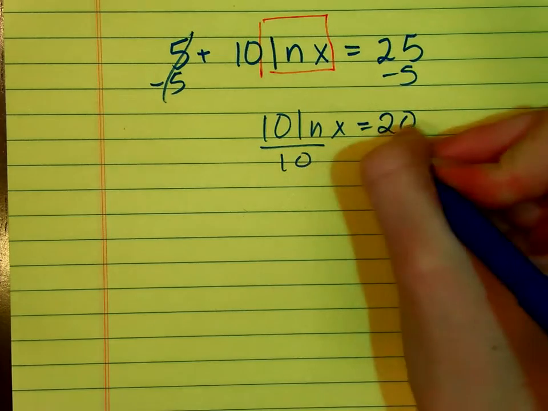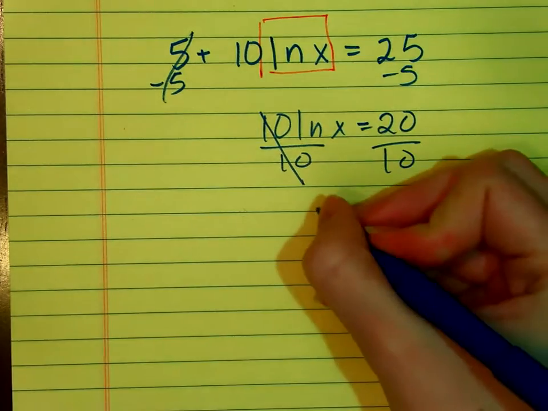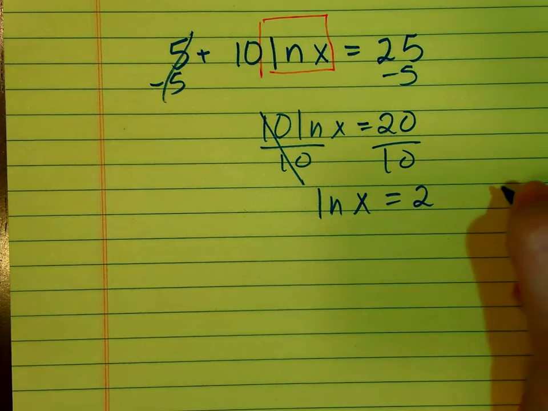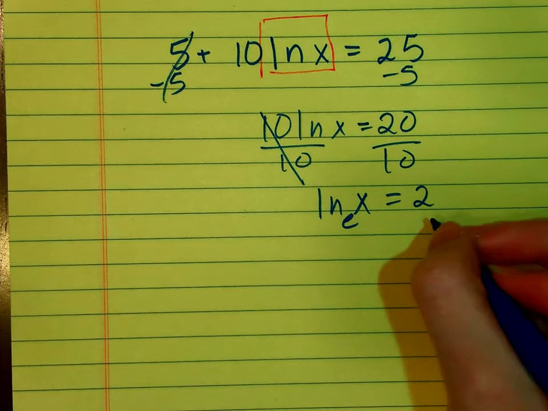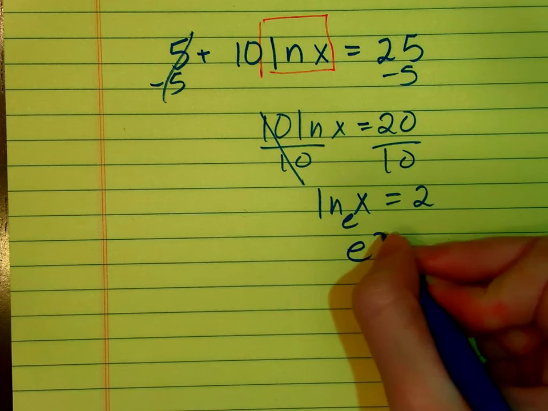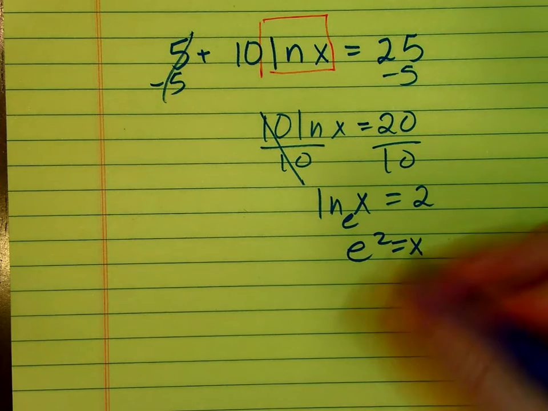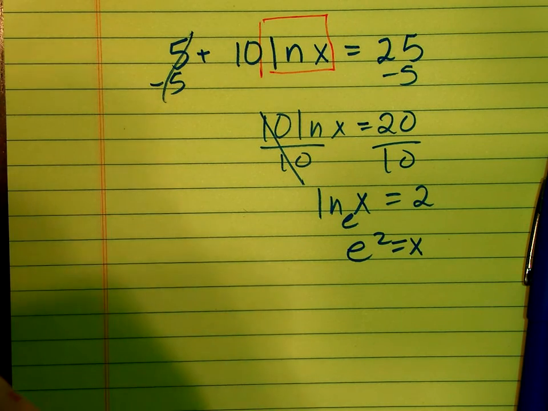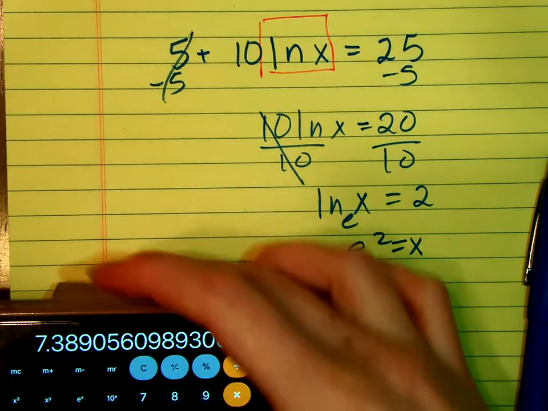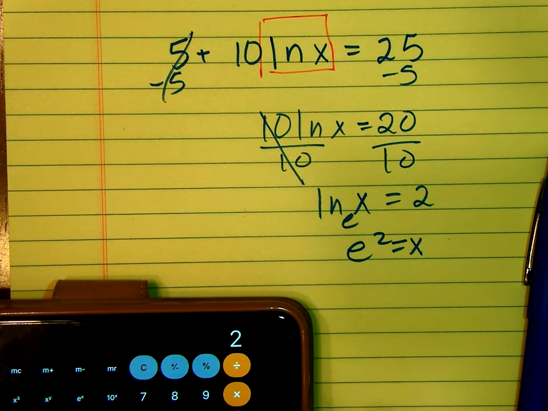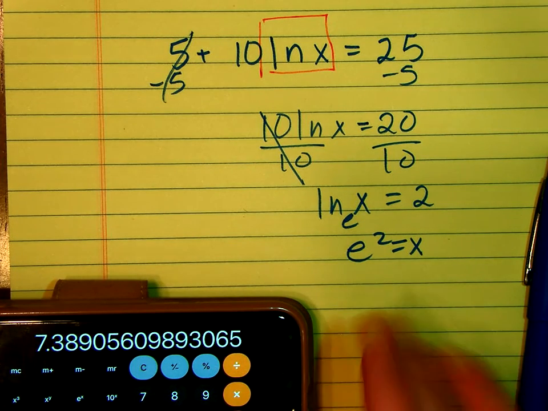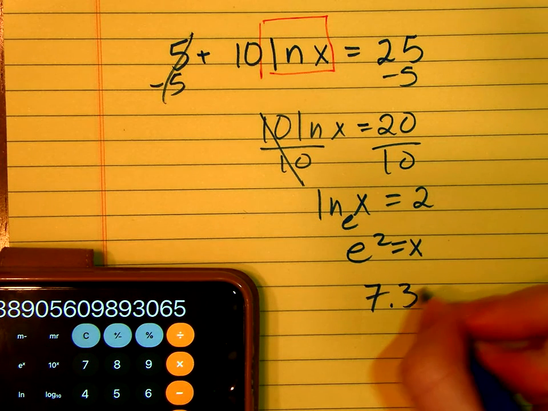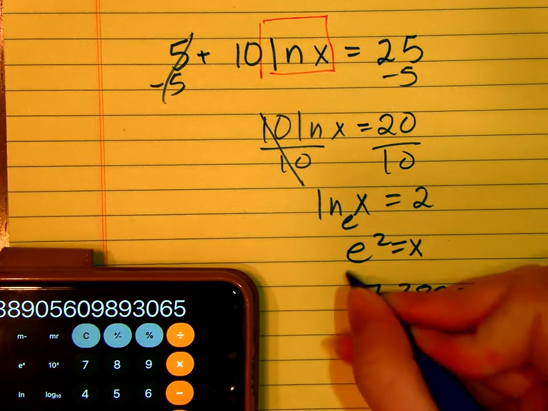Go ahead and divide by 10, divide by 10. That cancels. I get natural log of x is 2. Think of that as log base e. So I get e to the second is x. Then just plug that into your calculator. Taking that to the e is the same thing as last time. So I get 7.389 is x.